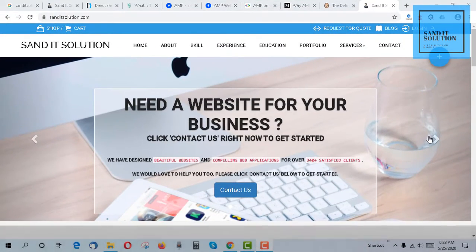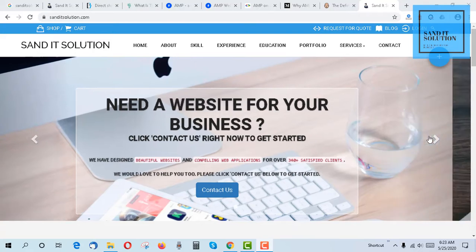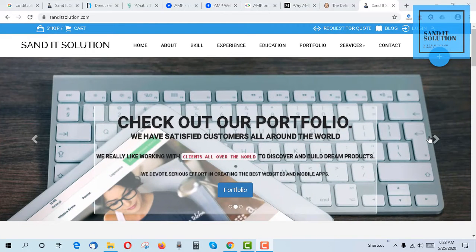I am going to explain the benefits of AMP and the disadvantages of AMP. The benefit of AMP is that it makes your website very lightweight. It makes your website show very easily, and Google gives AMP websites priority. I mean, Google indexes your website on a priority basis if it has AMP enabled.